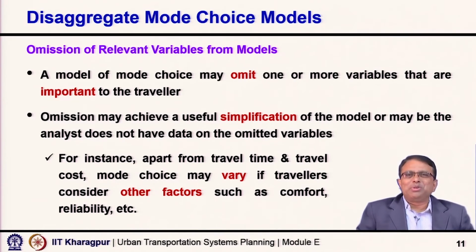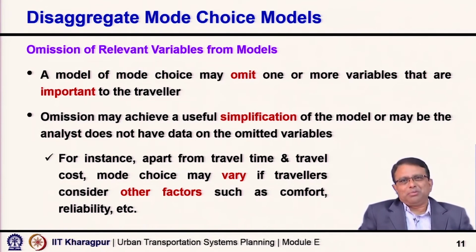So, there is the applicability of the model, because the model is not developed just for the sake of developing, but ultimately the model is to be used. So, I need to only consider those variables where the data is available now, and that data will also be available for prediction purposes. I gave an example here: apart from travel time and travel cost, mode choice may vary if travelers consider other factors, maybe comfort, convenience, reliability, and so many other things. So, all this data I may not really have, right.